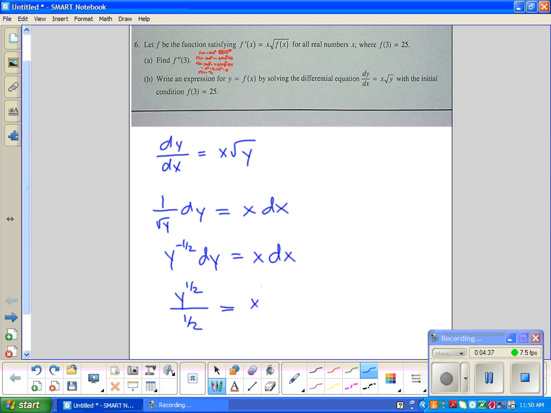Equals x squared over 2. And I'm missing one thing. What do I got to put? Plus c. Because this is an indefinite integral. Do we agree? All right.